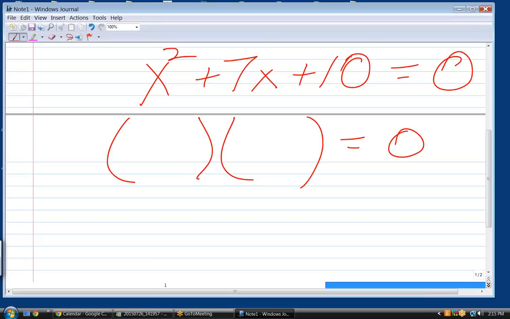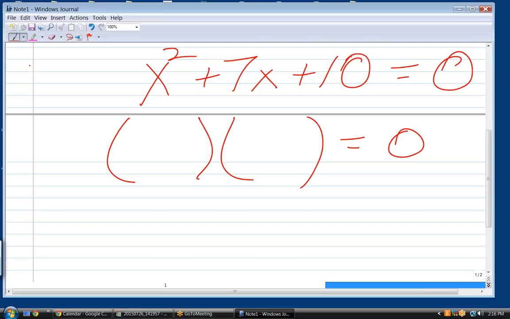Have they taught you something called the California method or the diamond method? They've mentioned it. Yeah, I think they did. Okay. I don't like either one of those. I like my method. So you may end up in class having to show your work and show how to do it using one of those methods, but I'm going to show you a much easier way to factor.